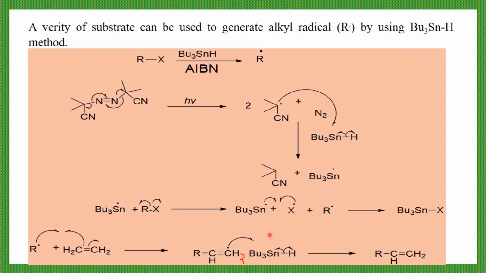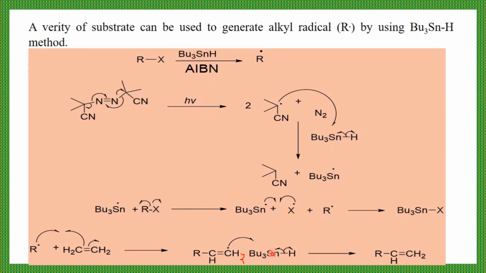So this hydrogen radical reacts with this CH2 radical, and it forms the neutral molecule. The next step is the generated tributyltin radical. It will again come into this third step. It will generate R radical from RX. So the reaction will continue till the completion of the reaction. So it's a cyclic reaction.